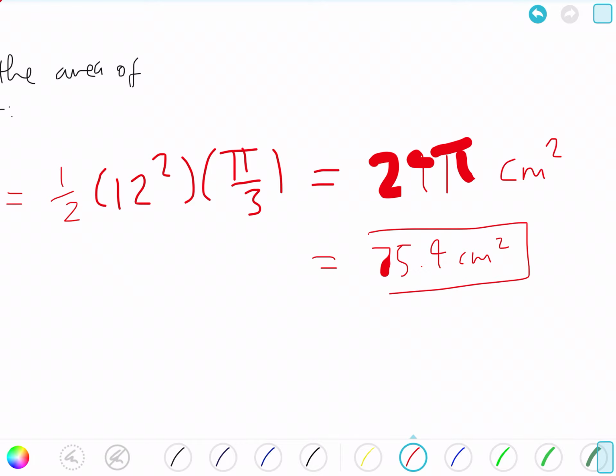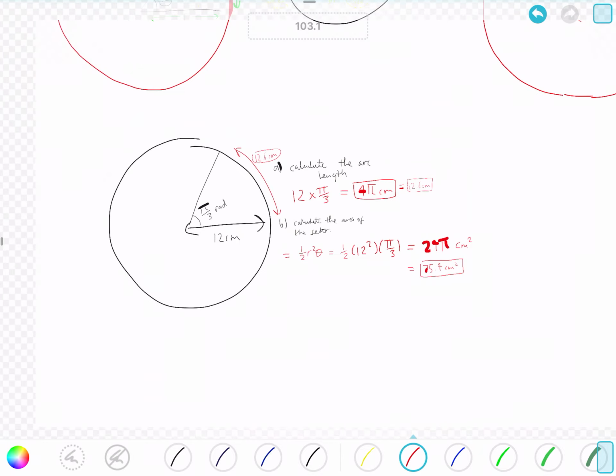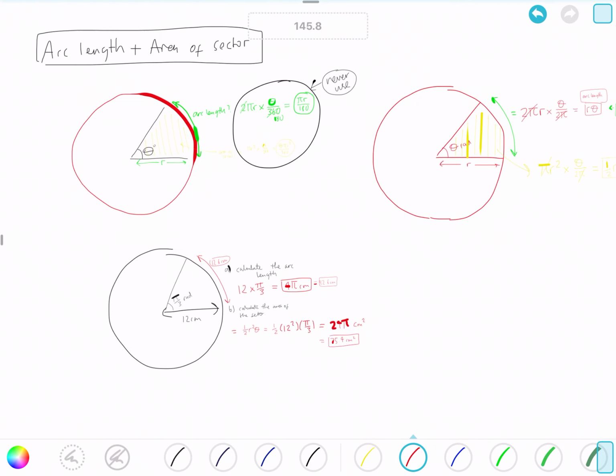So that is how you work out arc length and area of sector using radians. Just a reminder, from now on we're going to use radians every time we do this type of question.